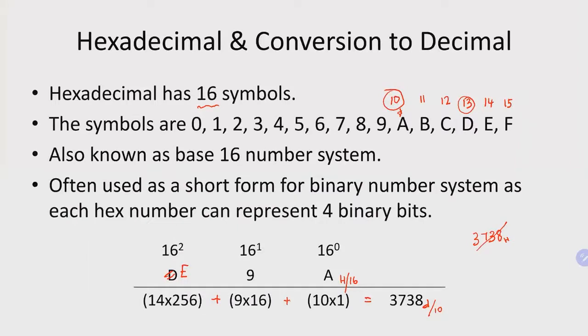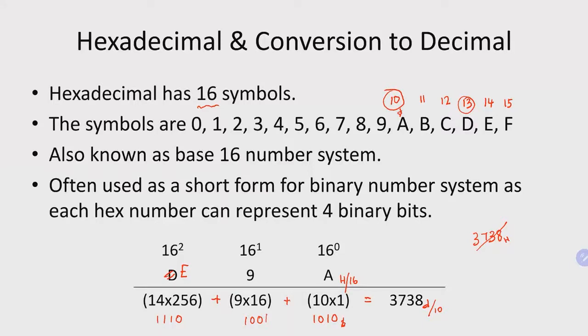Each of these hexa digits can be represented by 4 bits of binary. So A is 10, in binary that will be 1010, and then 9 is 1001, and then 14 is 1110. If we combine all this, this will be the binary equivalent of our E9A.